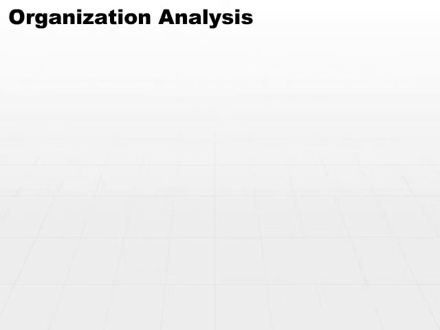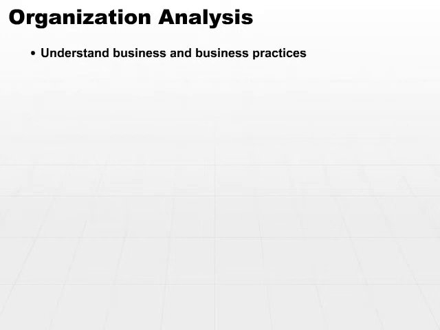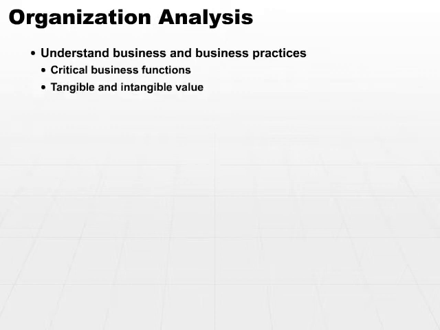All right, let's start with business organization analysis. First step, understand your business and understand your business practices. Take a look at which functions are critical, which are the core business functions without which you cannot run your business. You have to evaluate the tangible and the intangible value on each critical function.